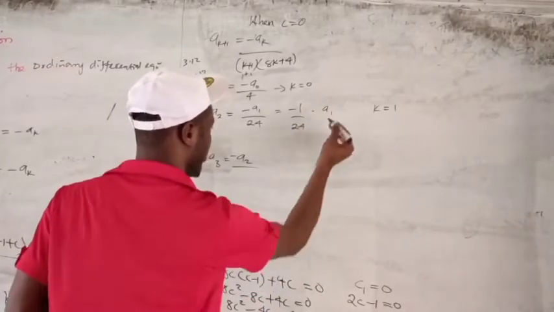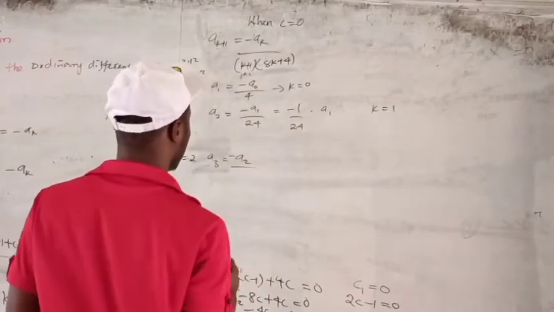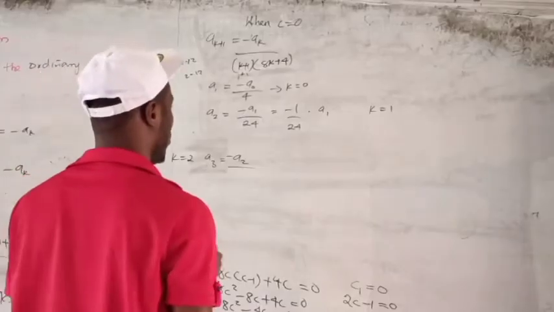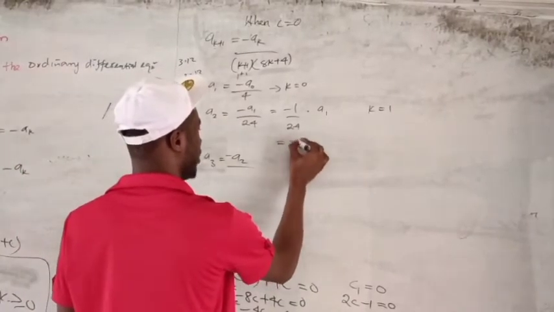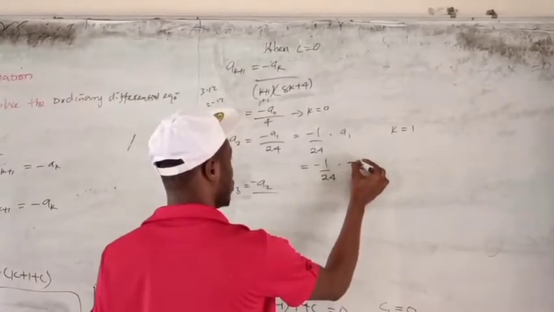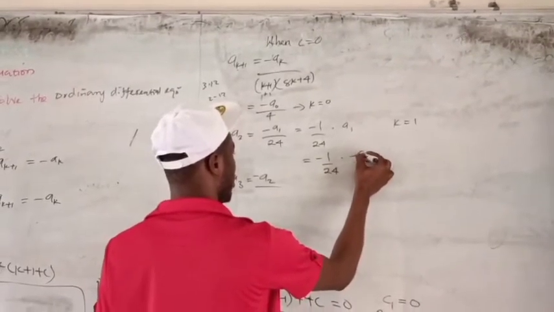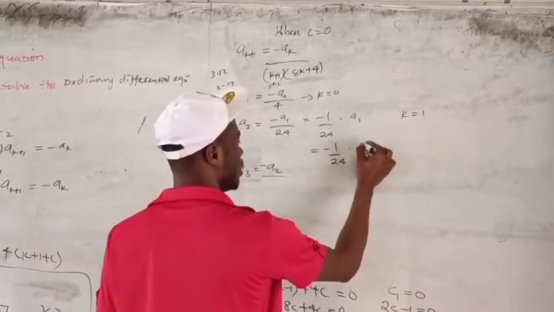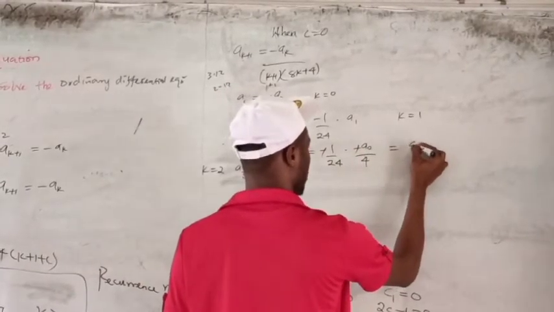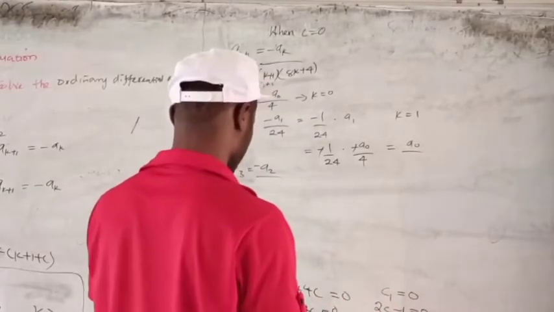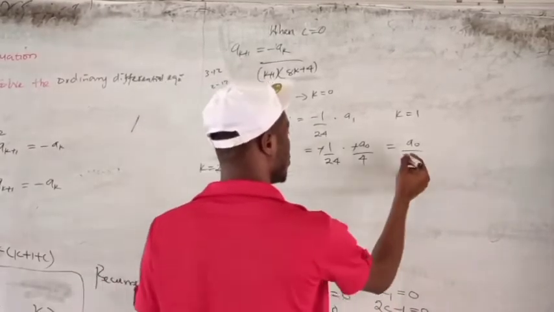So this is the same as saying minus 1 over 24 times a1. And of course, I know that my a1 is equal to negative a0 over 4. So I have minus 1 over 24 times minus a0 over 4. So it cancels out. I have a0 over, let's check the calculator, a0 over 96.